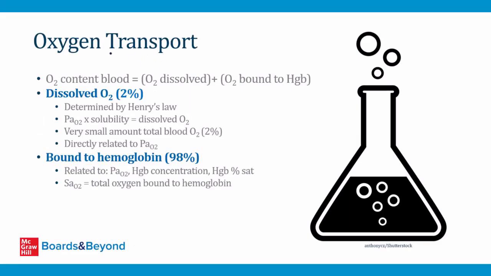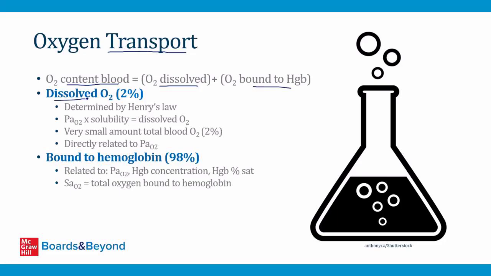Let's start by talking about how oxygen is transported in our bloodstream. So the oxygen content of our blood comes from two sources. There's a small amount of oxygen that's dissolved in the water portion of our blood, but then there's a much larger amount of oxygen that's found in our blood bound to hemoglobin.